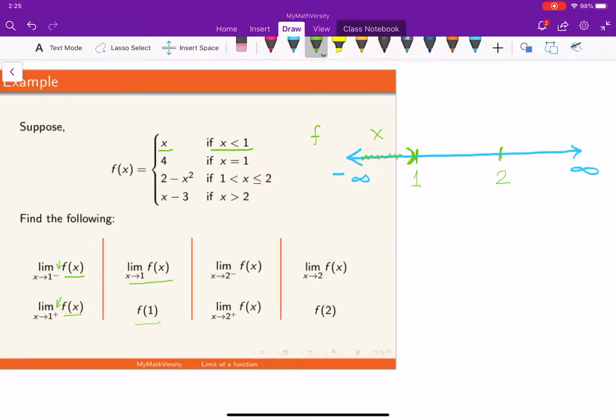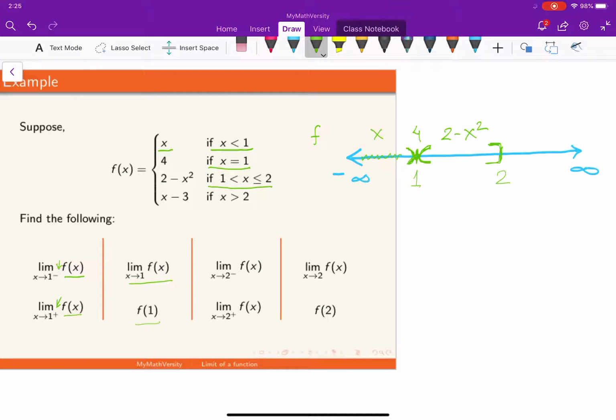By the second rule, you can see it's given that if x equals 1, then the function is defined just as 4. So that means the value of the function exactly at 1 is just 4, right? That's what we have given. And then if you read the next line over here, when you choose a real number which is greater than 1, let's have the parenthesis for that, and less than or equal to 2, let me have a bracket for that, then the function is defined by 2 minus x square.